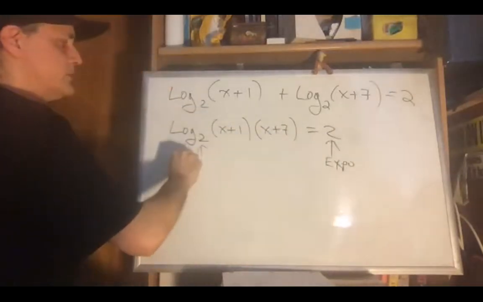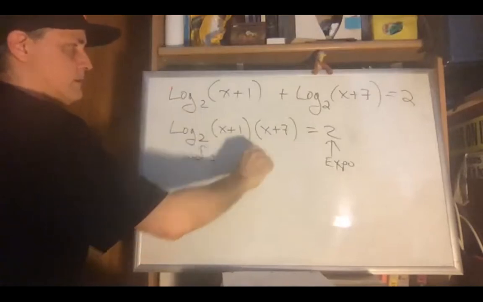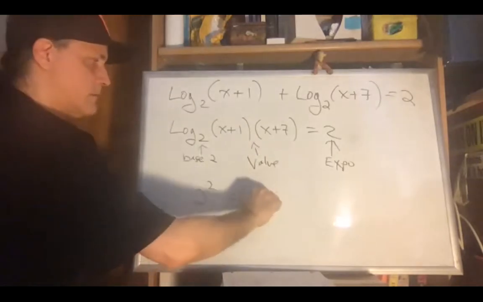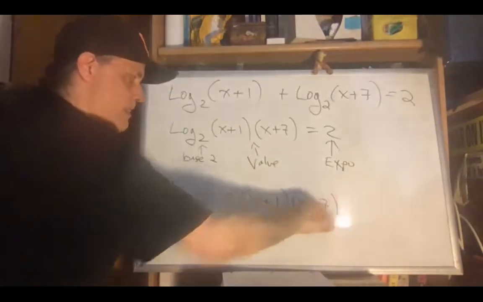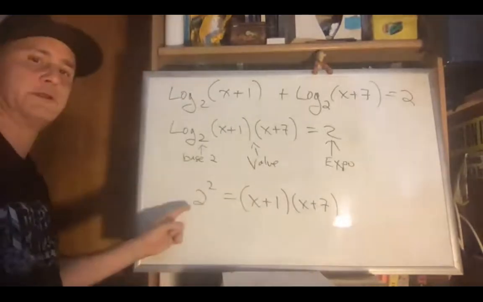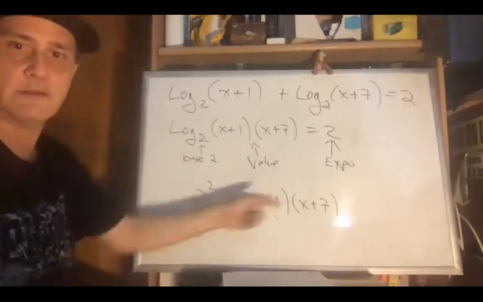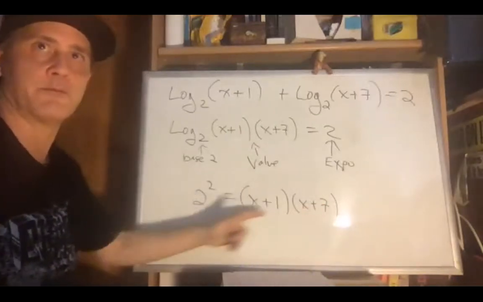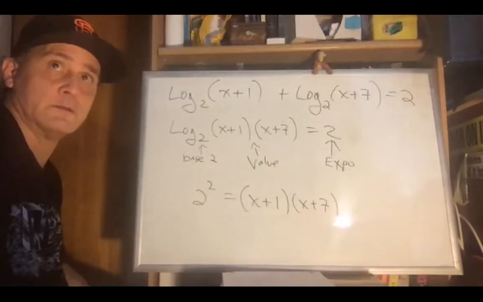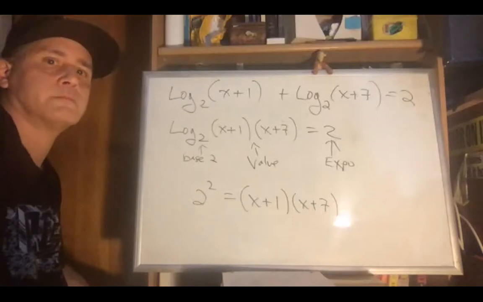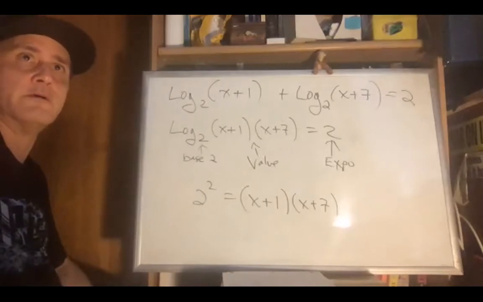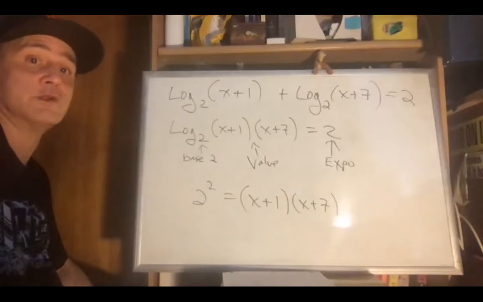The base is also 2, and this is the value. Okay, so 2 squared equals (x + 1)(x + 7), and then you just solve that, which I know you guys can do, right? You're going to wind up with the quadratic equation, subtract 4. You might be able to get a zero product property, or if worst comes to worst, you can do the quadratic formula. Okay, any questions on that? Again, I'm just assuming you guys are able to solve that, which I think is a good assumption.